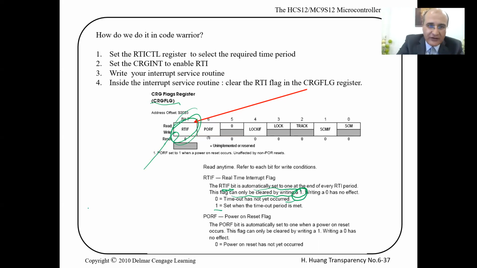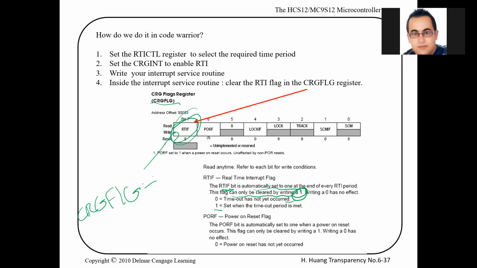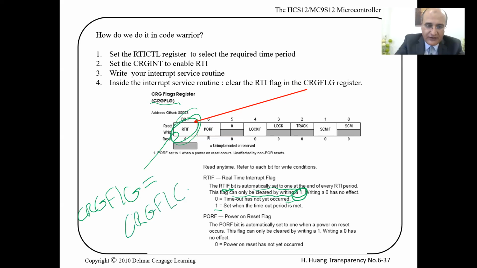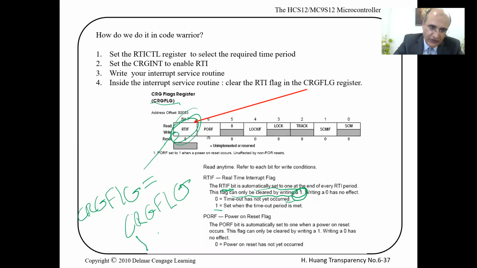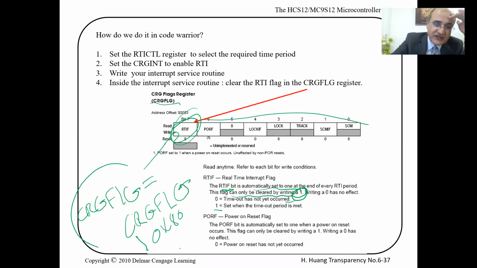So how do I clear it? CRG flag equals 0x80, and I want to write a 1 here and keep everything else as is. So I OR, right? Yes, OR with 0x80. So I don't touch the other bits. And where do I do this? It's the last thing before I leave my interrupt service routine.